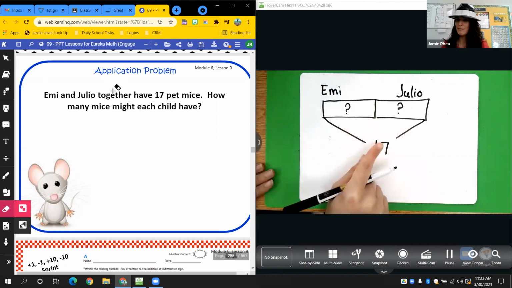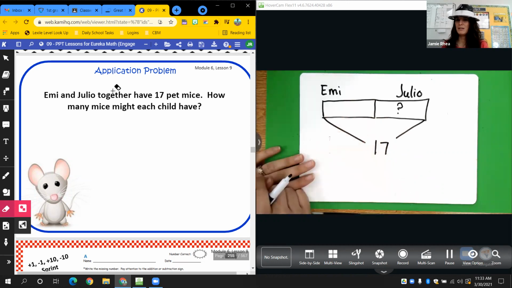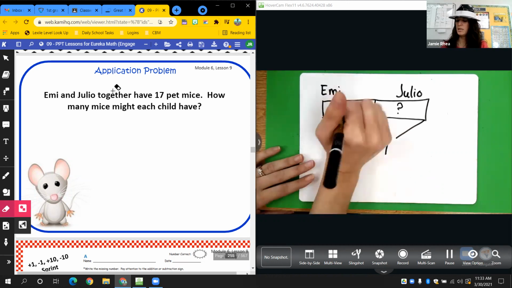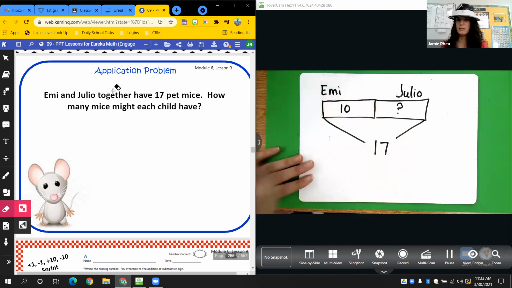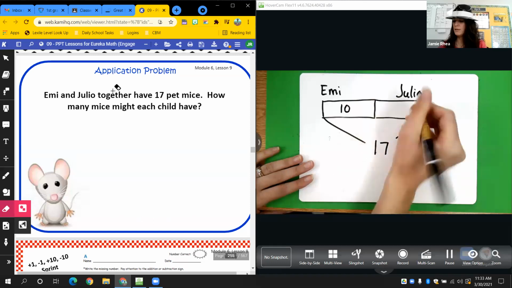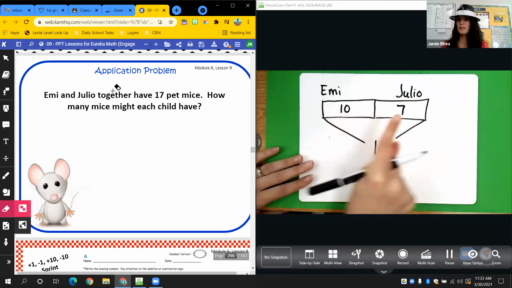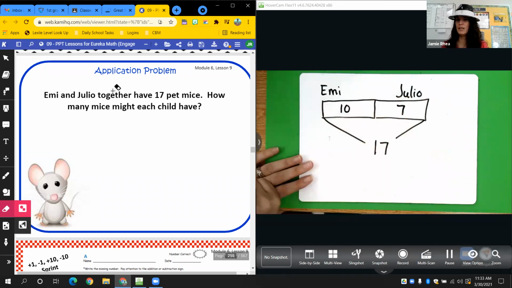You know what? What if I broke down my 17 into 10s and 1s? How many 10s could we give Emmy? We could give her 1 ten, and 1 ten is 10. How many 1s could we give Julio? 7. So Emmy could have 10 mice, and Julio could have 7 mice, and it would equal 17. That's the easiest way I could tell you how to do it.